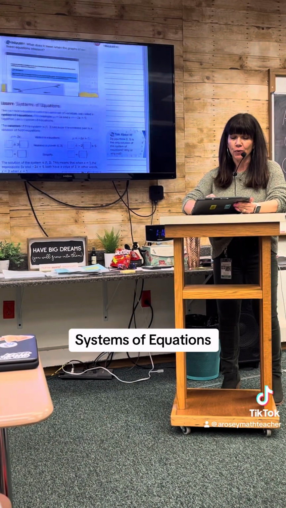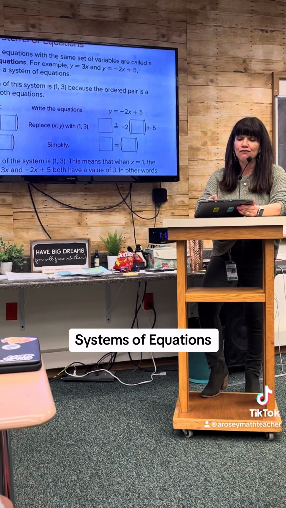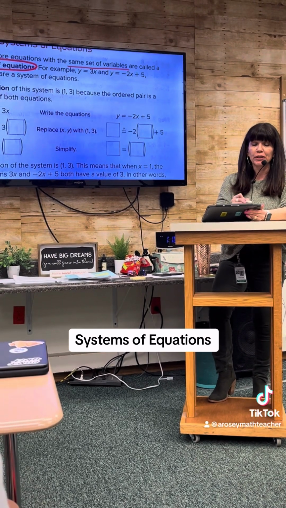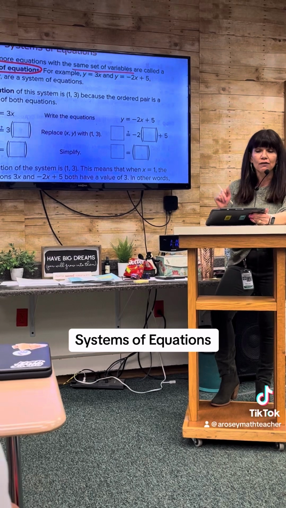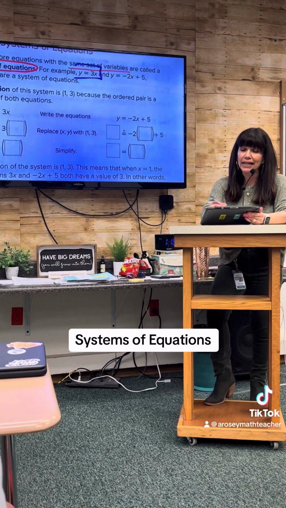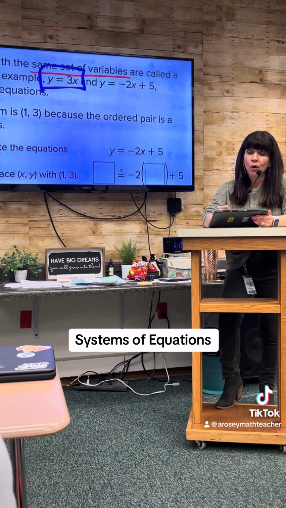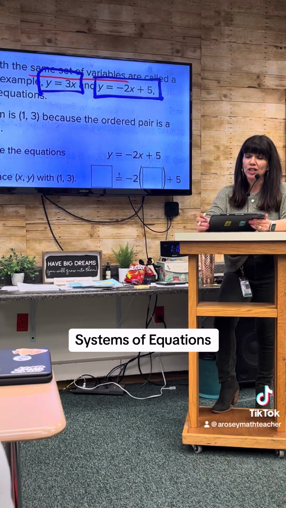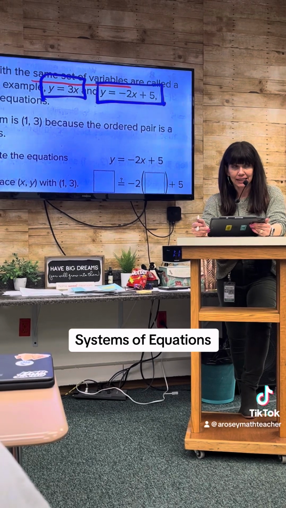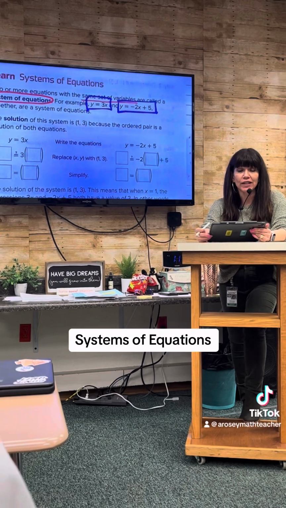Guys, for systems of equations, it is when two or more equations with the same set of variables are called a system of equations. Please circle what? System of equations. For example, take a look at y equaling 3x. Draw a box around that. Draw a box around your second equation, y equaling negative 2x plus 5. Do both equations contain an x and a y? Yes. These are a part of systems of equations.